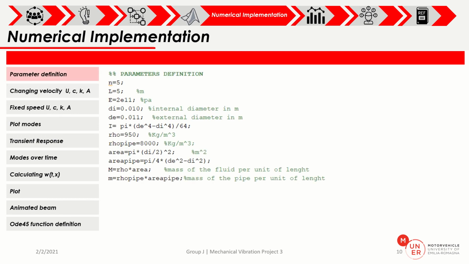So initially, we define the parameters of the system. As I said before, we have considered 5 degrees of freedom, which, in our opinion, are enough to describe the system, and the results also confirm that. The pipe is made of steel and measures 5 meters. We considered an internal diameter of the pipe as 10 millimeters and the external one as 11 millimeters, so a very thin and long tube in order to have a higher excitation of the pipe.